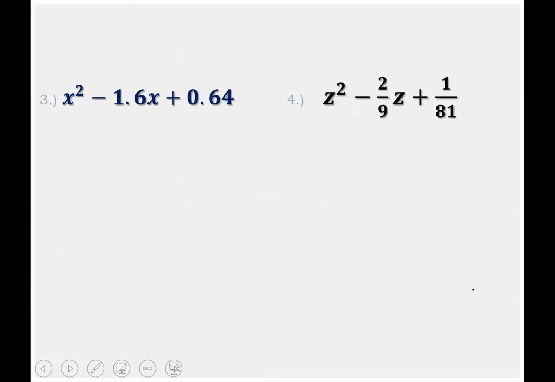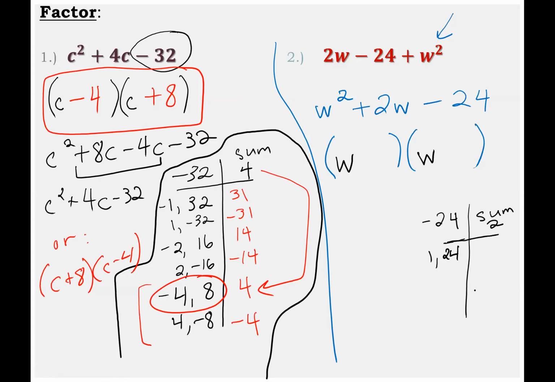Okay, I'm gonna make a slightly abbreviated list. Last time I really listed them in more detail. I'm going to maybe not list all the different signs. Let me show you. So 1 and 24, 2 and 12, 3 and 8, 4 and 6. Okay, so here's often how I work through this. I haven't put any signs here.